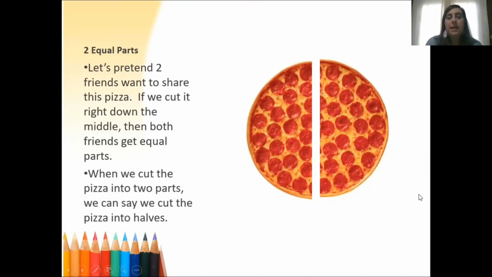When we cut the pizza into two parts, we can say we cut the pizza in halves. And halves is something that Mrs. Kronheiser is going to talk to you about in a couple of days for her lesson. So be looking for that.